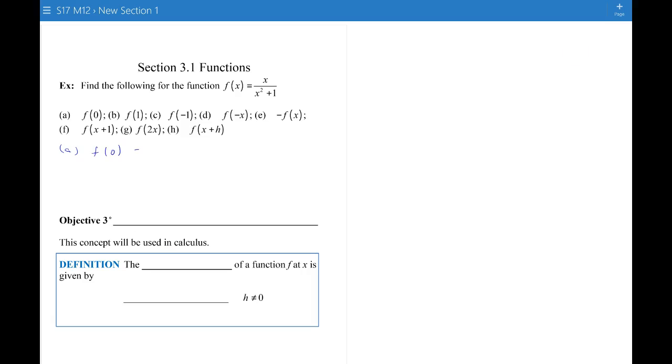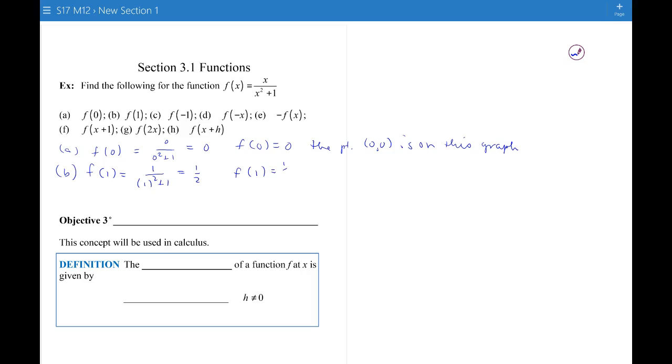f of 0 equals 0 over 0 squared plus 1, which is 0. So f of 0 equals 0. So we know the point 0, 0 is on this graph. So keep reminding yourself the connection between the algebra and the graph. So b, let's find f of 1 equals 1 over 1 squared plus 1. So this would be 1/2. So f of 1 equals 1/2. So the point 1 comma 1/2 is on this graph.